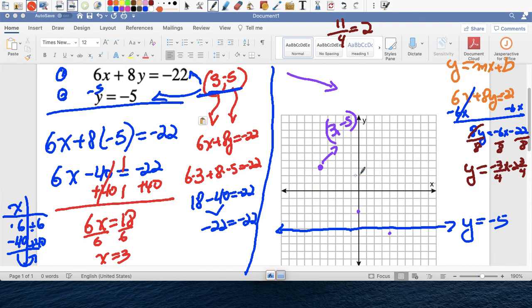It's a little bit off, but if done correctly, this is my line, y equals negative 3/4 x minus 2 and 3/4. And you can tell that I am still incorrect. What is wrong with this?